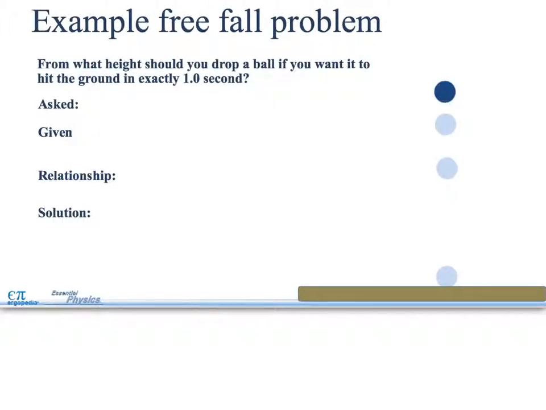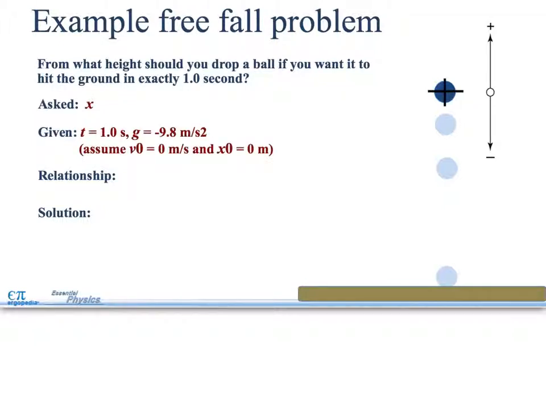Alright, from what height should you drop a ball if you want it to hit the ground in exactly 1 second? So let's go through what we know. We were asked for what height it needs to be dropped, so we're looking for x, and we're given the time of 1 second, and we know that gravity is negative 9.8 meters per second squared. We can assume the initial velocity is 0. Anytime you drop something, you start from 0, and you can assume that our initial distance is 0.